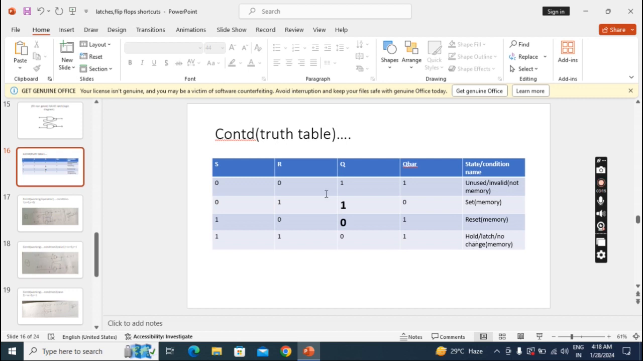Out of 4 combinations, I told you one we don't use. These 3 are memory, but out of these 3, 2 are the same, so you can neglect one. Finally, we will consider the set condition and the reset condition. In set condition, 1 is stored. In reset condition, 0 is stored. Now we'll see how we are getting these Q bar values, invalid, set, reset, hold, everything step by step.